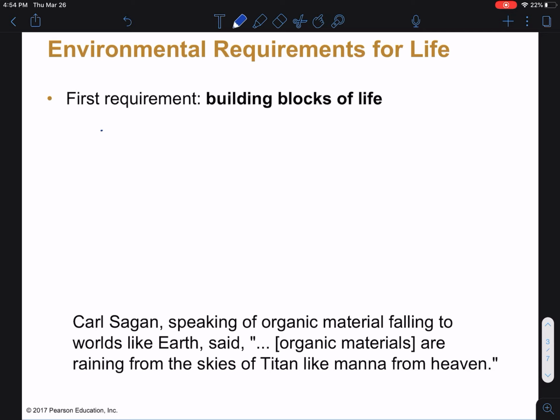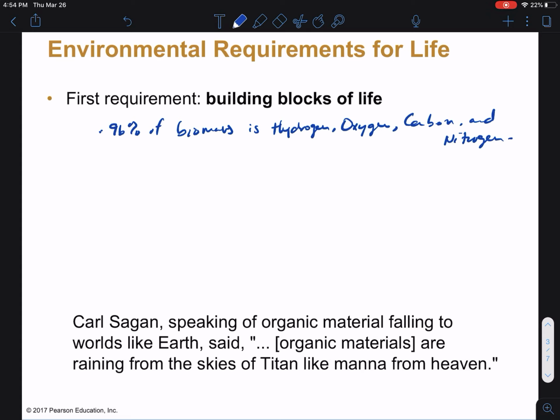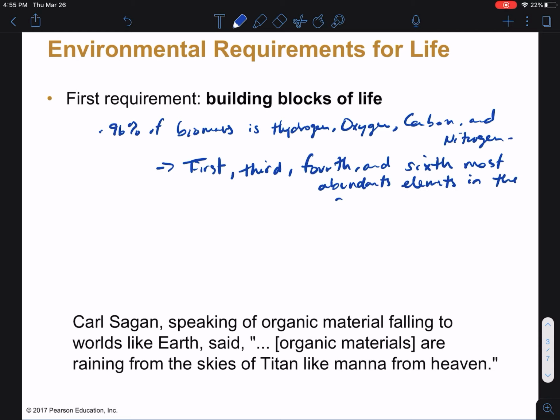And one reason we're looking for these is that 96% of biomass, that's all living creatures, is hydrogen, oxygen, carbon, and nitrogen. We talked about this back at the beginning of the semester, although it's been a long time. We talked about the abundances of these different things. And as a reminder, these are the first, third, fourth, and sixth most abundant elements in the solar system. That means that the building blocks of life are everywhere.